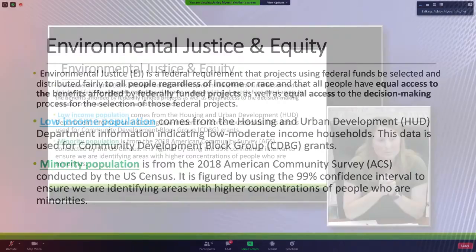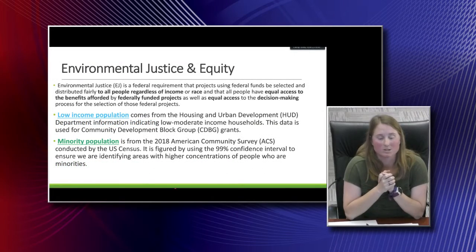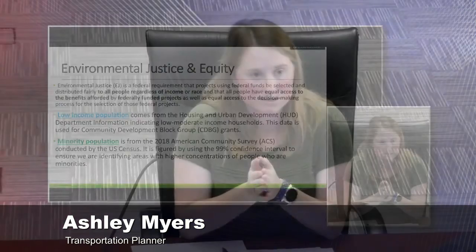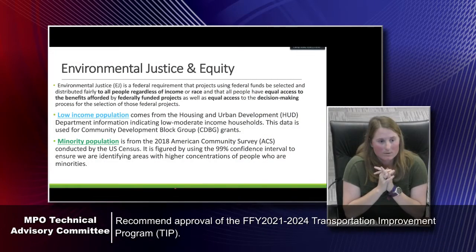Another thing that the TIP is required to do is look at environmental justice. And environmental justice, or EJ, is about making sure that people, regardless of income or race, have access and have the benefits of federally funded projects. And so we evaluate the federally funded projects as well as the regionally significant projects in the TIP by the environmental justice populations. And environmental justice, again, is about income and race, but the federal government doesn't tell us what exact metrics need to be used to do that.